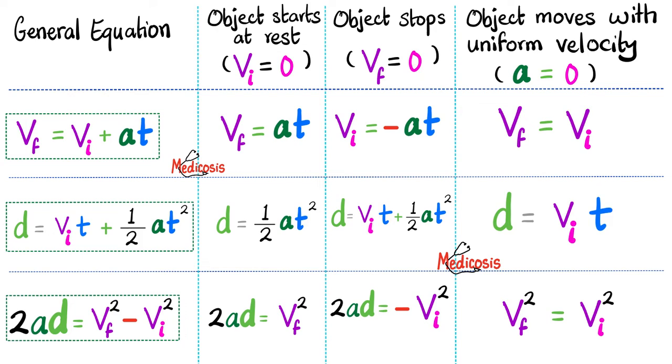So v final is 0, okay? So instead of this, you put 0 and rearrange the equation. In the second equation, there is no v final, so there is no simplification here. But here, you put 0 there and you rearrange your equation.